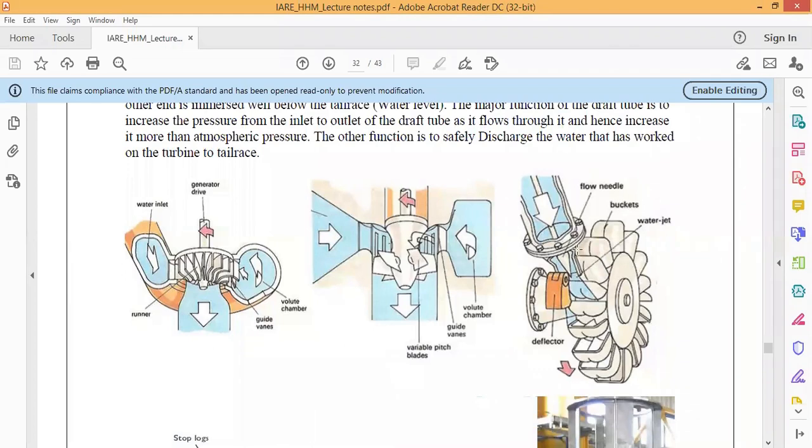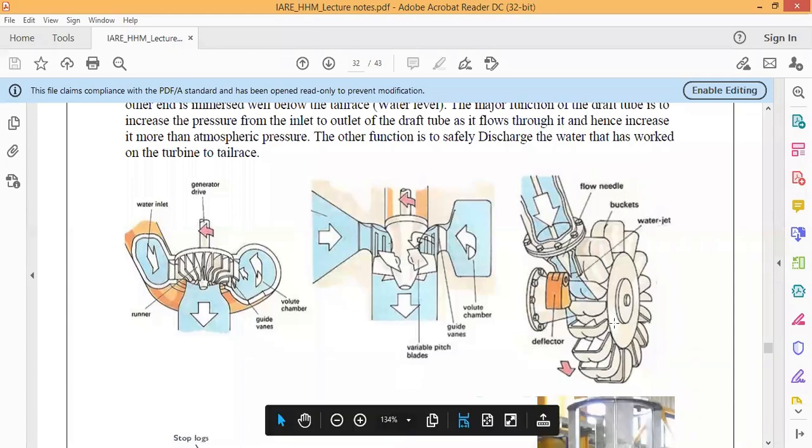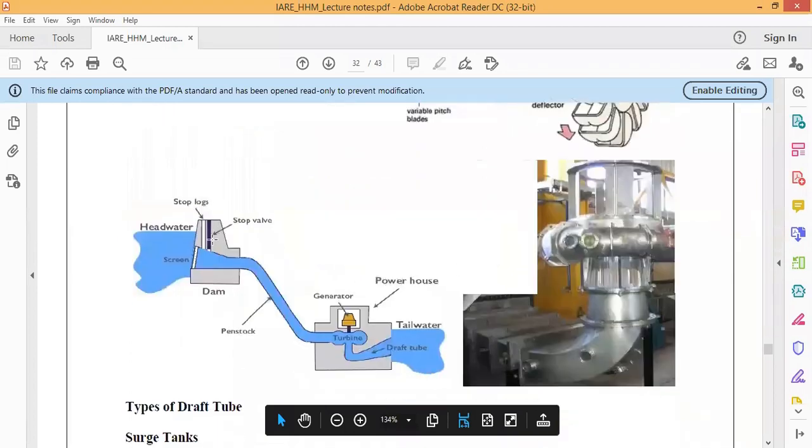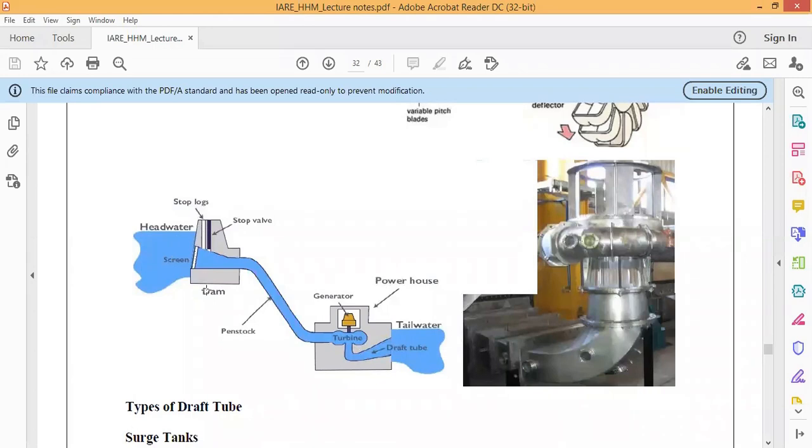Now here you see this is the tube from where the flow is coming. This is the flow needle. Buckets are there, and water jet directors are there. Now you can see a dam here, and from this dam a system has been made. There is a structure you can see, and a tube, the penstock, has been constructed. Here the water has been restrained by means of this dam.